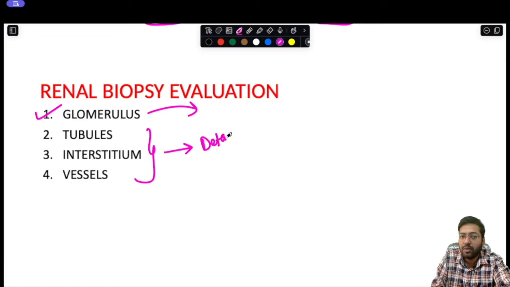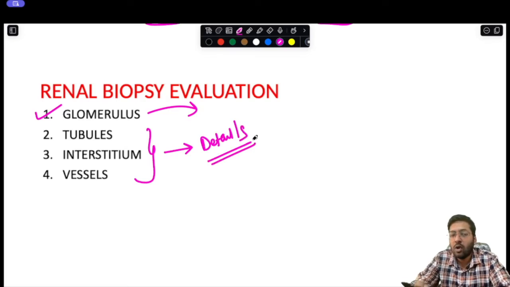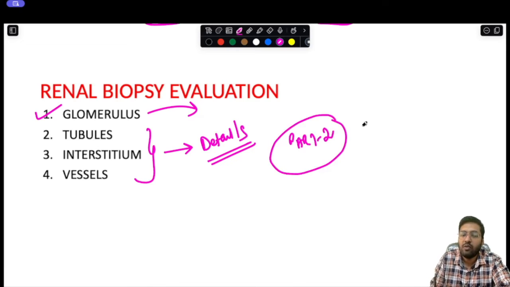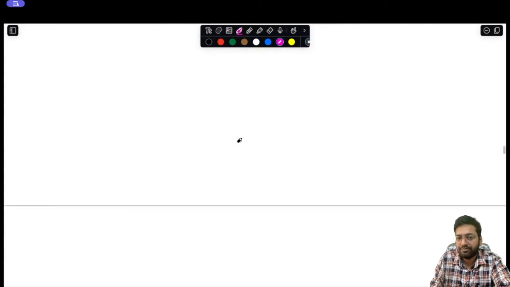But for today's topic of discussion, and for exam purpose, it is not possible to include every other thing in detail, like the tubules, interstitium and vessels. So maybe in the future I will make a part 2 of this renal biopsy evaluation, wherein I am going to discuss the evaluation of tubules, interstitium and vessels in detail. But as of now, for your exam purpose, I am mainly going to discuss the glomerulus.